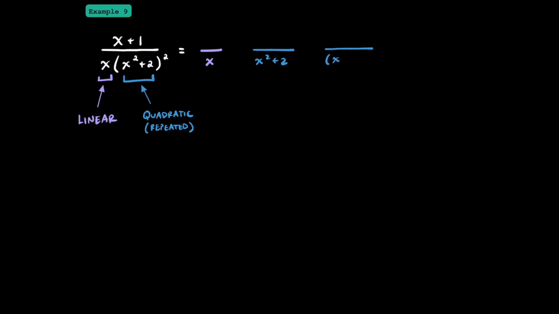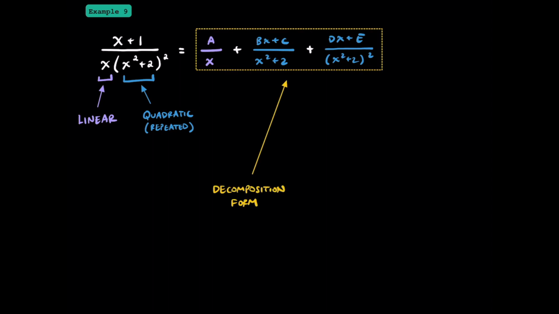Let's take a look at example 9 here. While we can't factor anything in the denominator, notice how x is a linear factor and x squared plus 2 is a quadratic factor, but it's repeated. The first partial fraction is just going to have an x in the denominator, the second partial fraction is going to have x squared plus 2, and a third partial fraction is going to have the quantity of x squared plus 2 squared. Since x is linear, we're going to have an A in the numerator, and since the next two partial fractions have quadratics on bottom, we need to have linear terms on top. We have Bx plus C here, and Dx plus E here. The sum of these partial fractions gives us our decomposition form.